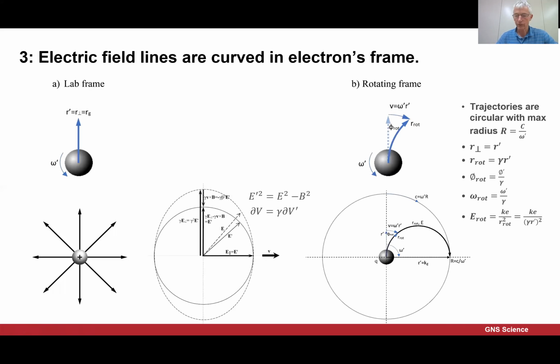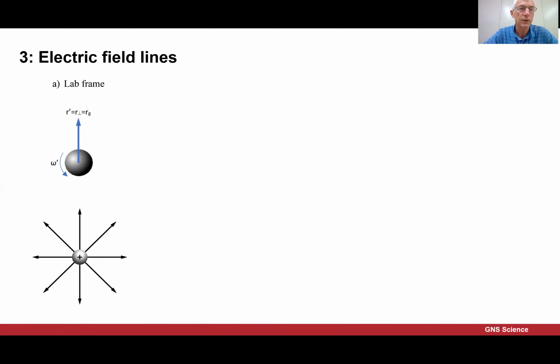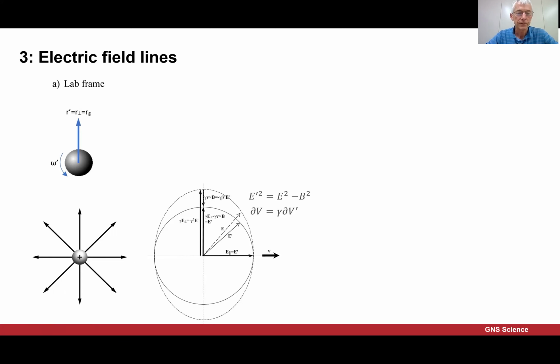And so let's now look at what happens for electric field lines. Again, for a stationary charge, the electric fields are radial and straight. And indeed, also, this is in the lab frame. And indeed, for a moving charge in the lab frame, the electric field lines are also radial and straight.